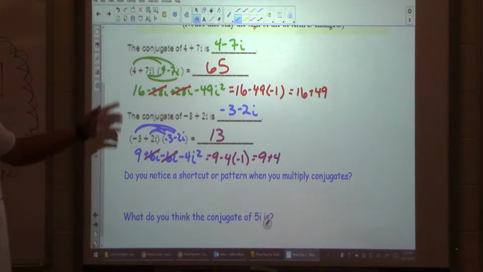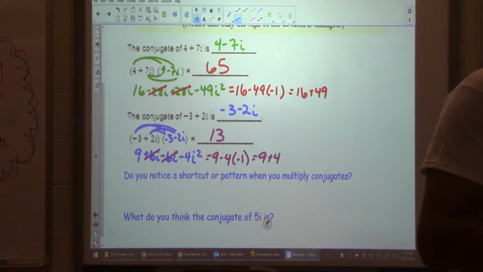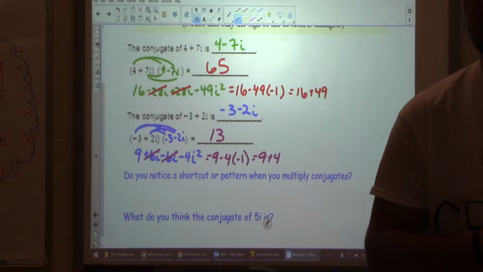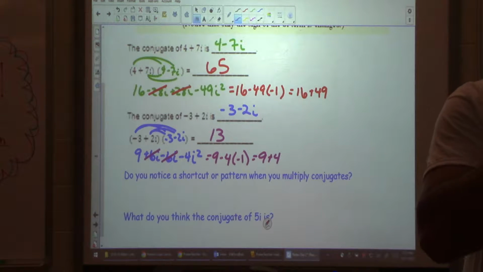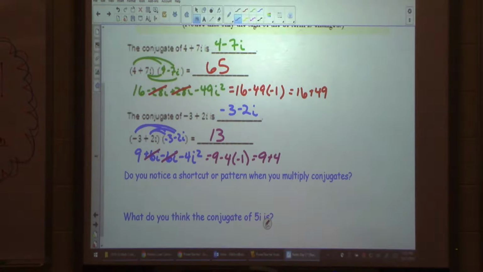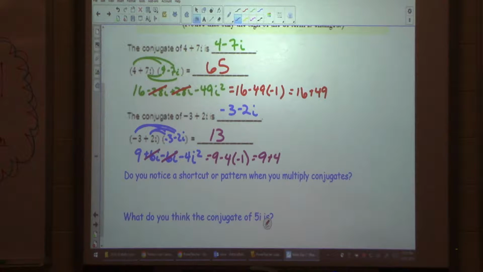So, do you notice a shortcut or pattern? We'll talk about that in a second. The most important thing is we're getting rid of i's. Because in a second, when we do fractions with complex numbers, we do not want any i's in our denominator. We'll talk about that in a second, like I said. But, hey, did you guys notice any pattern or shortcut you can maybe use when you multiply the conjugates? Can anyone figure it out by using those? Look at those 2 problems.